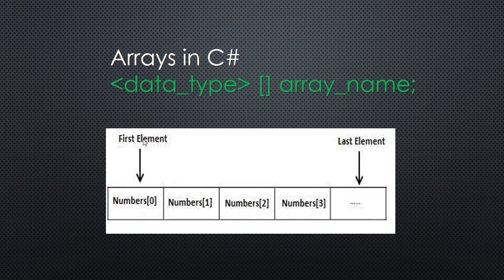Now let's see the structure of the array. Let's say that we have 10 numbers and we need to store them in an array. The first index, which is 0, will hold the first number, and the second index, which is number 1, will hold the second number, and so on till the index 9, which will hold the value of the number 10.